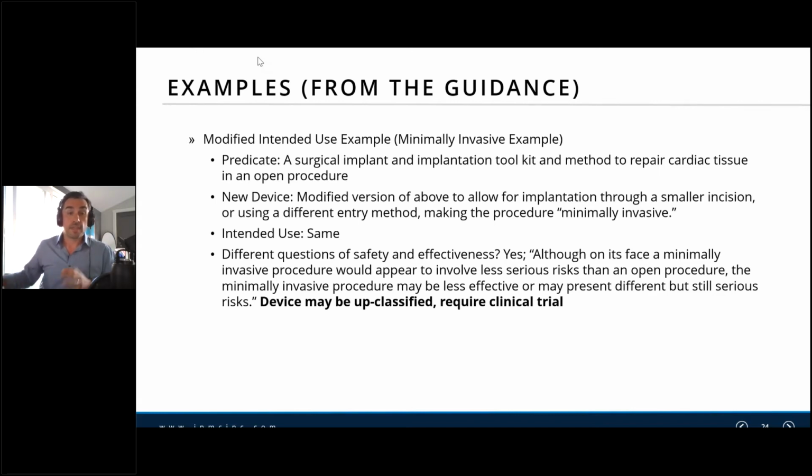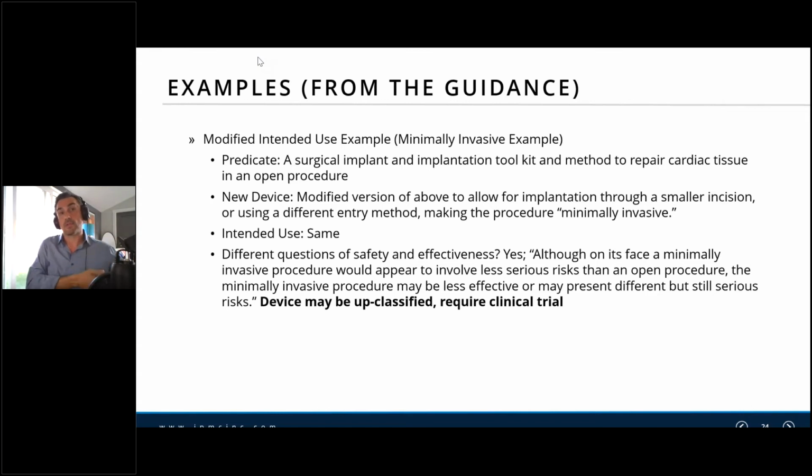But per the FDA, although on its face a minimally invasive procedure would appear to involve less serious risks than an open procedure, the minimally invasive procedure may be less effective or may present different but still serious risks. And this is another case that's pretty cuspy, right? May require an up classification, will absolutely require a traditional 510K, more than likely will require some kind of clinical data.